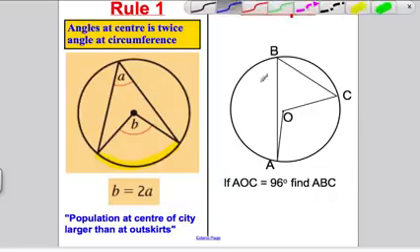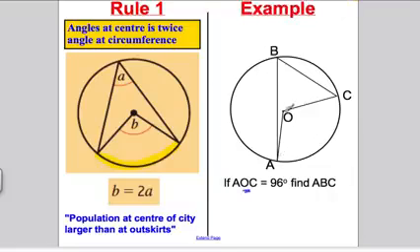It tells us that AOC, the angle at O here, is 96 degrees. It asks us ABC, A to B to C, that one. Well, we know angle at centre is twice the angle at the edge. So if this is 96, this must be 48.